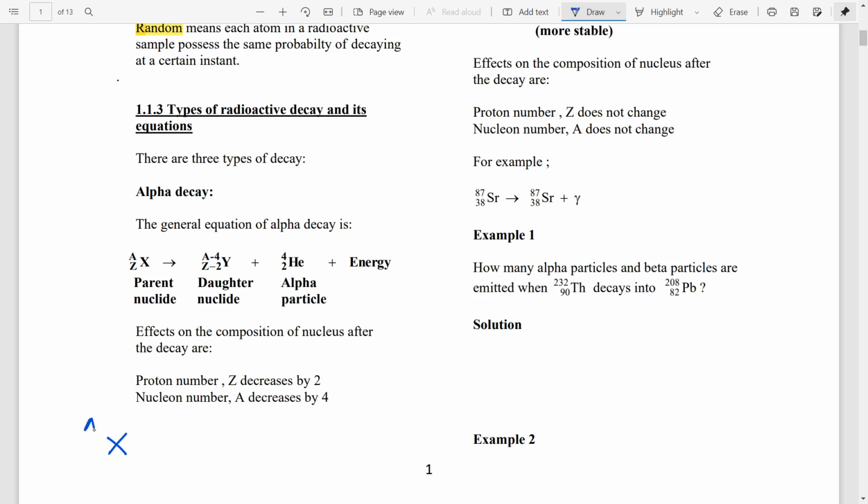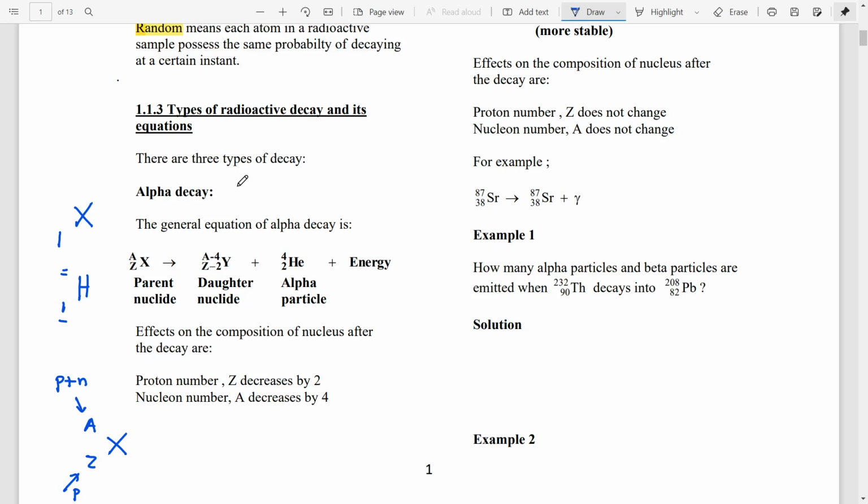And then A is the mass number. If you still remember, mass number equals the number of protons plus the number of neutrons. That is A. And then Z here is the atomic number. The atomic number equals the number of protons, or it can be used as the ID number for the element. For example, if we have 1, then we know X here is hydrogen, because hydrogen's ID number is 1, or the proton number is 1.